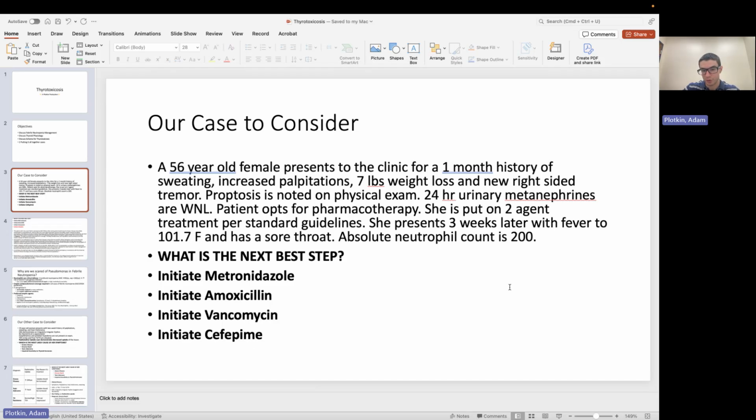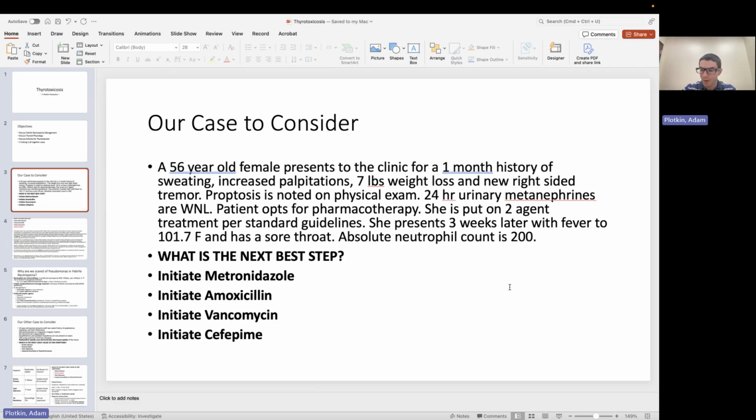We put her on 2-agent treatment. So 2-agent treatment is going to be a thyroid blocking agent like methimazole. PTU really only has two uses. I have a slide on this, but PTU is used in the first trimester of pregnancy, and it's used in thyroid storm, and we'll talk about both of those reasons coming up. But this patient would probably be put on methimazole, okay, not PTU. PTU is less preferred because it can cause really, really bad hepatotoxicity.